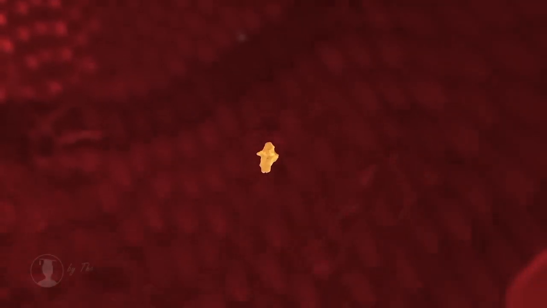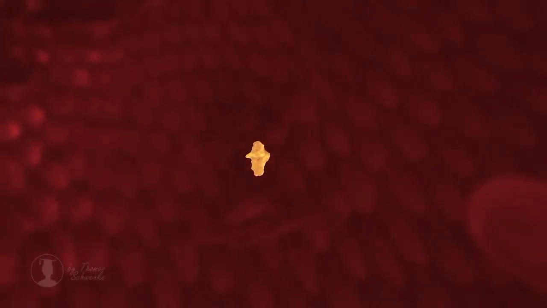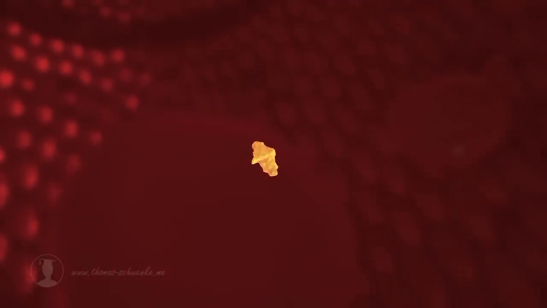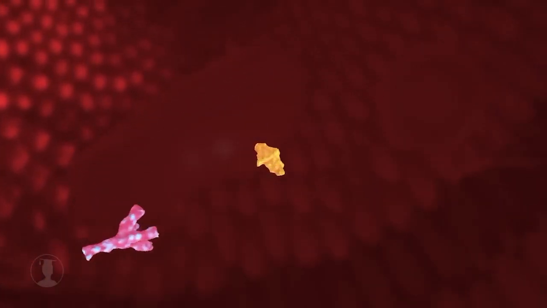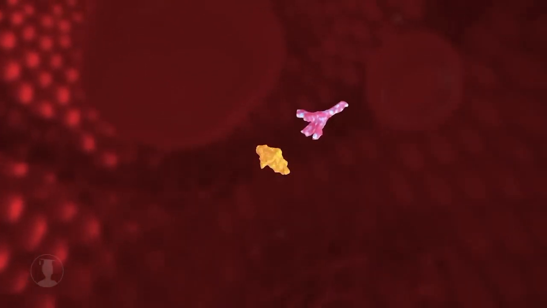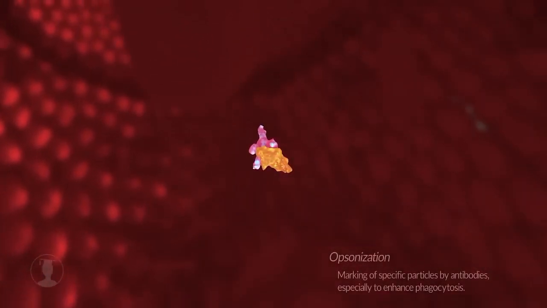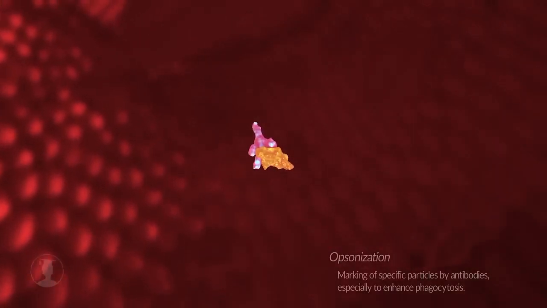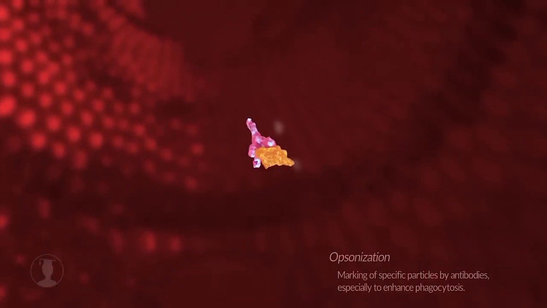If the toxin, the bacterium, the antigen is in the blood, the antibody just produced by the plasma cell can bind to it. In this way, for example, a toxin can be rendered harmless and an antigen can be marked so that macrophages can recognize it more easily and phagocytize it more quickly. This process is called opsonization.